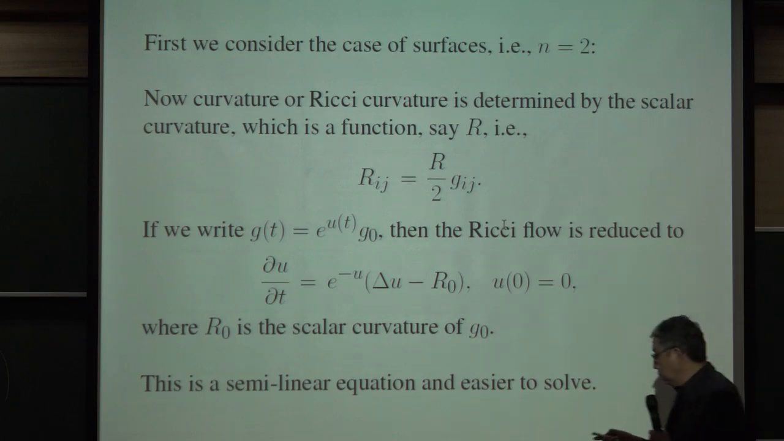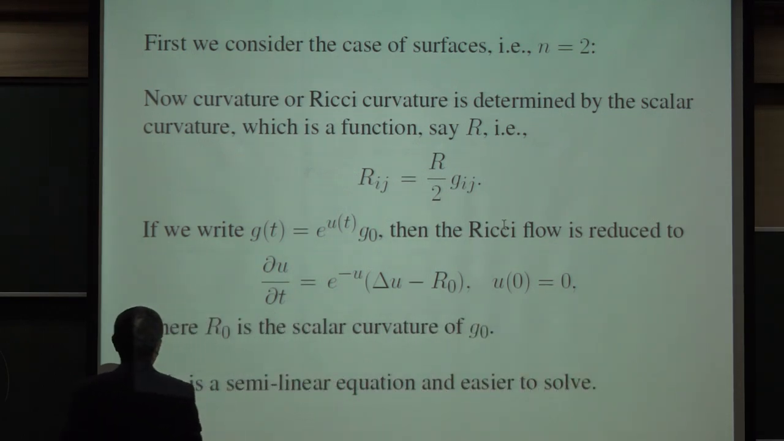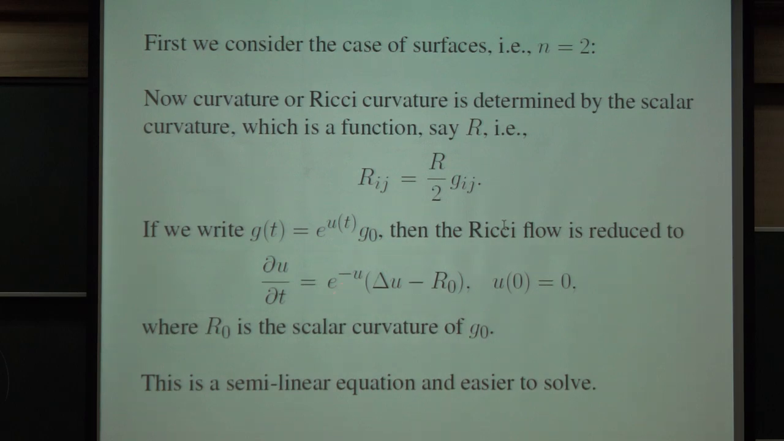Then you plug in, you manipulate a little bit, and you see the Ricci flow is reduced to this equation. Now this time it is a scalar equation, and this Laplacian here depends only on g_0. I should put zero here. This Laplacian only depends on g_0, namely it is this one, but with the metric g replaced by g_0. So this Laplacian has nothing to do with u. So this is a scalar equation. It's easier than a system. And you do this. Okay, this is semilinear and it's easier to solve.